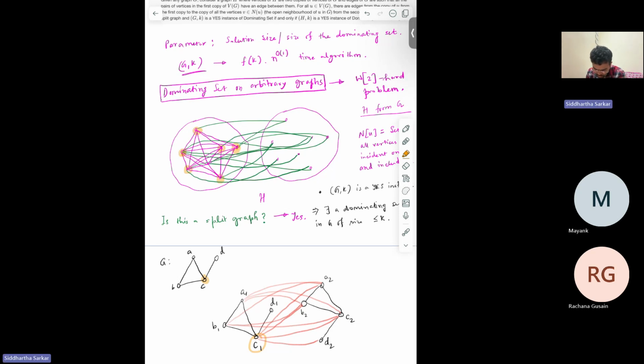That is true because C1, by virtue of being part of a clique. So these other vertices have to be connected. They are forming a clique. That is by construction. So by construction, these kind of edges are not there.